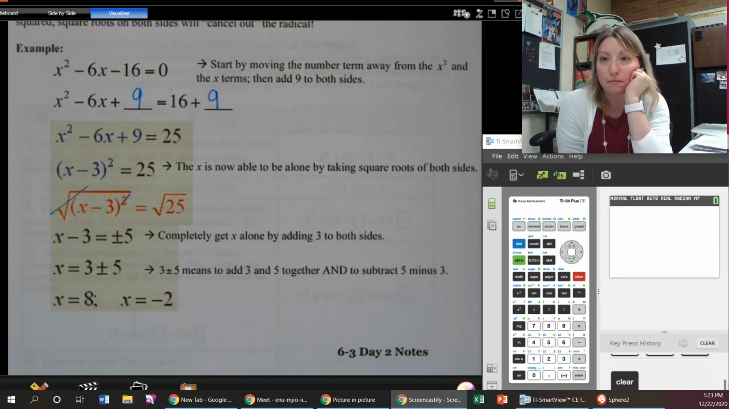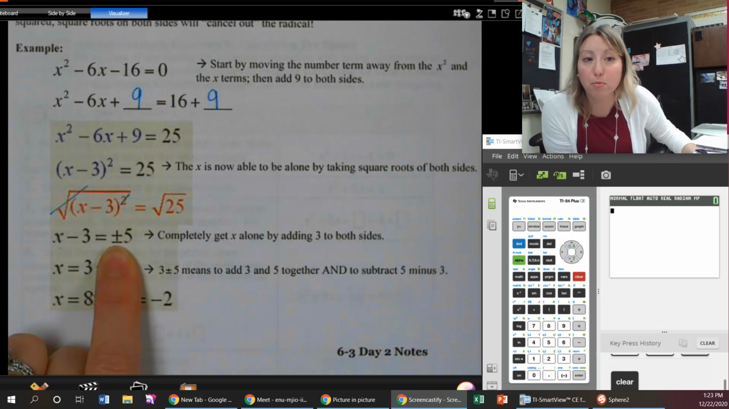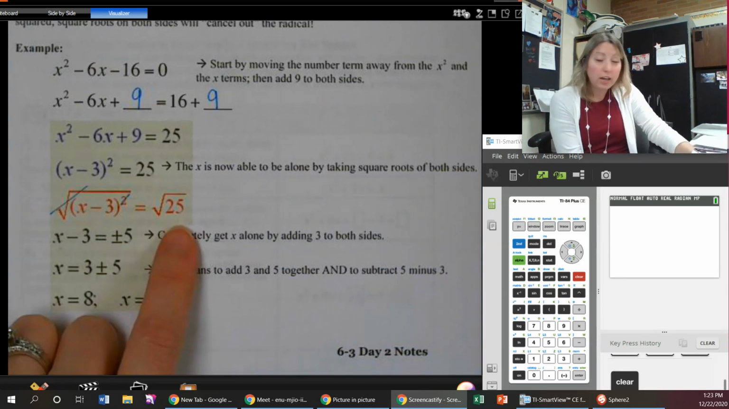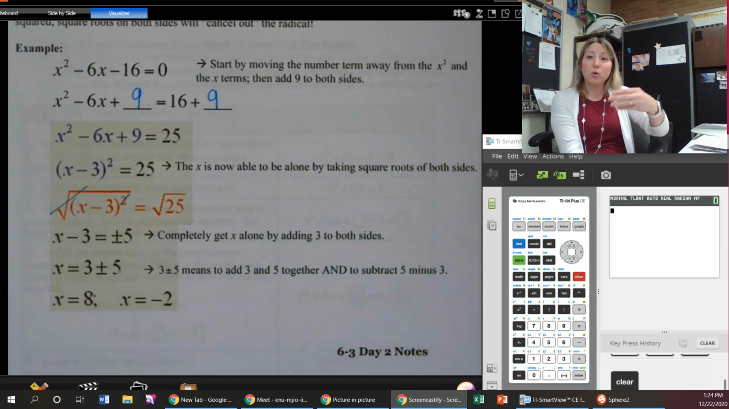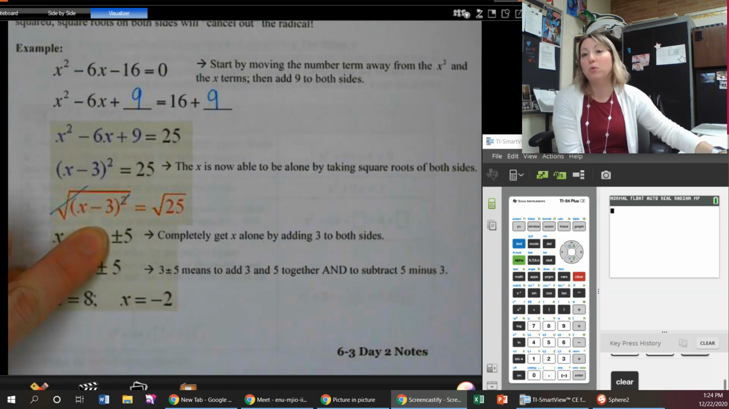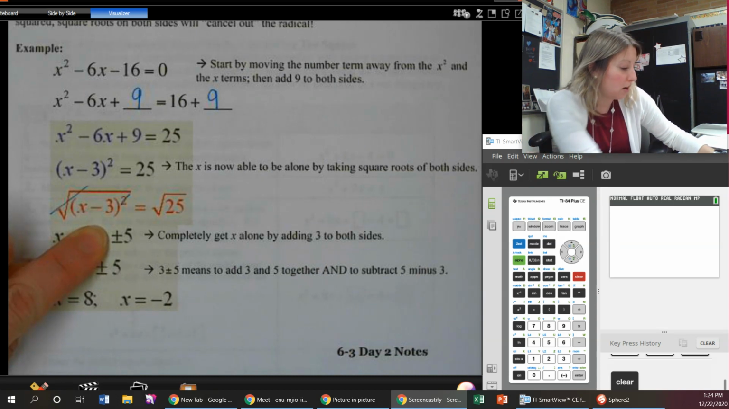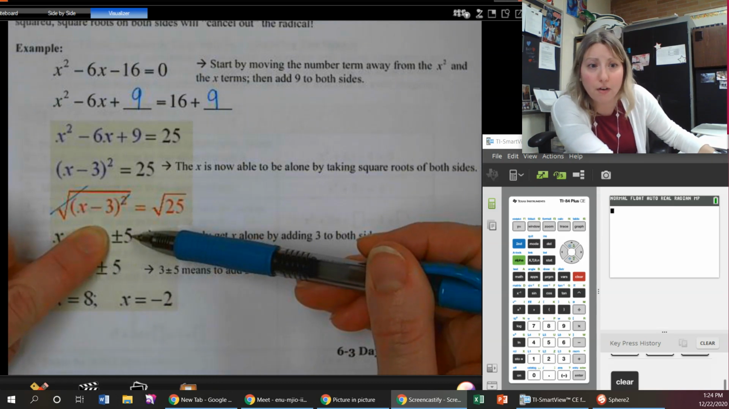By taking the square root of both sides, when I take the square root of the other side, you have to remember to put the plus and minus in front of that radical. This happens to be a perfect square. 25 is a perfect square. So when I take its square root, I get plus and minus 5. That will not always be the case. But when it is the case, plus and minus 5 is two numbers, two integers, positive 5 and negative 5.